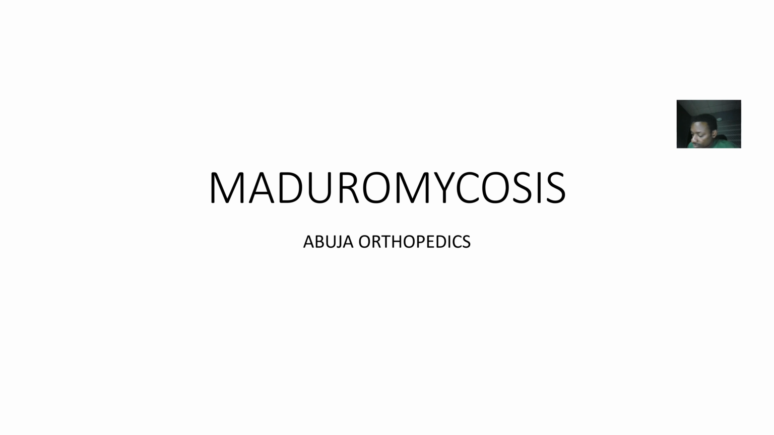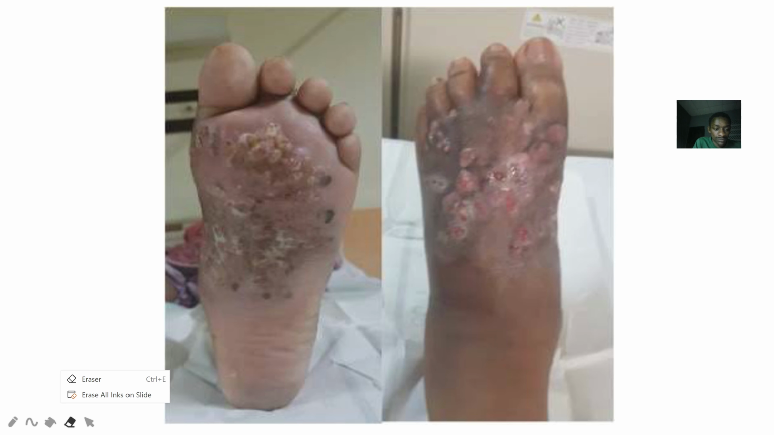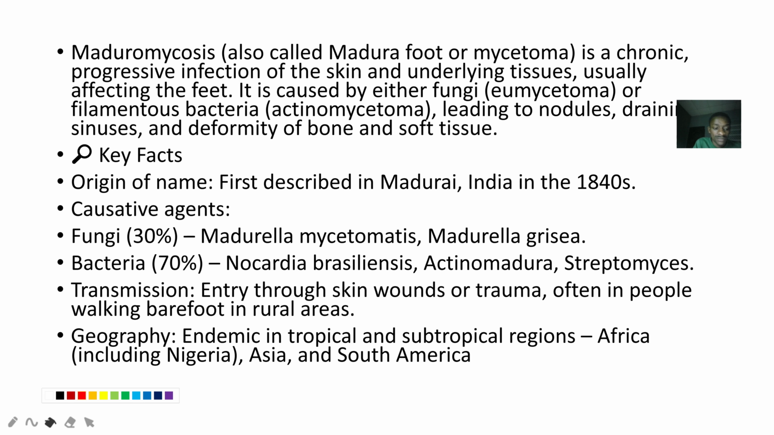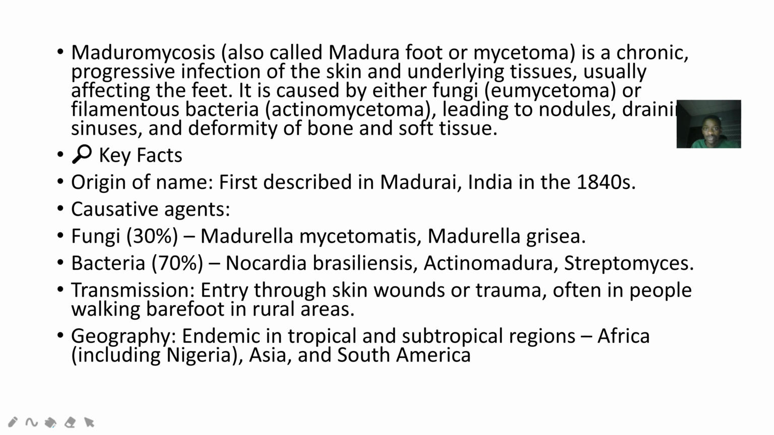Now we'll look at another infection which could affect the musculoskeletal system. This is what is known as what? Maduromycosis. So you can see how it affects the leg so much. All right. Maduromycosis.